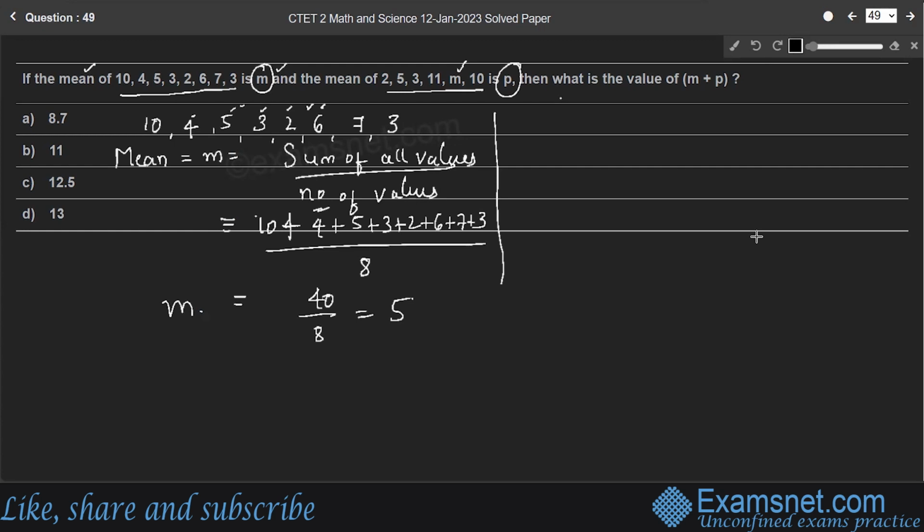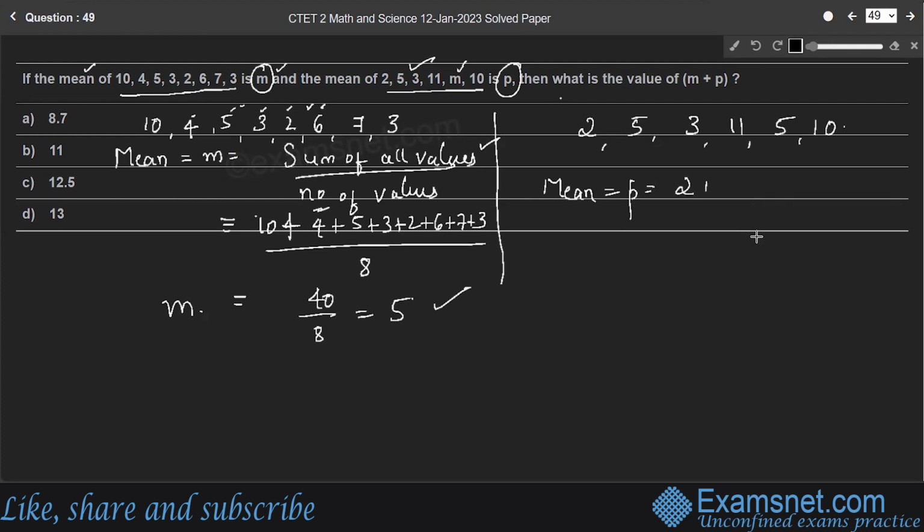Therefore, the second observation becomes 2, 5, 3, 10. So here is M. In place of M, we'll write 5, right? Because first observation's mean is M, which is 5, and the last value is 10. And second observation's mean is P. Mean is equal to P. Again, use the same formula, sum of all values divided by number of values, right?